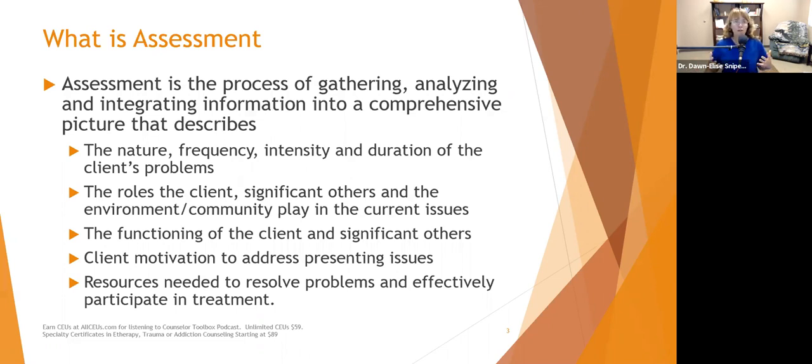When we're dealing with people, they don't live in isolation. Generally, their situation is impacted by their environment and the significant others in their environment, and their environment and their significant others impact them. It's a reciprocal relationship. We want to look at client motivation to address presenting issues.